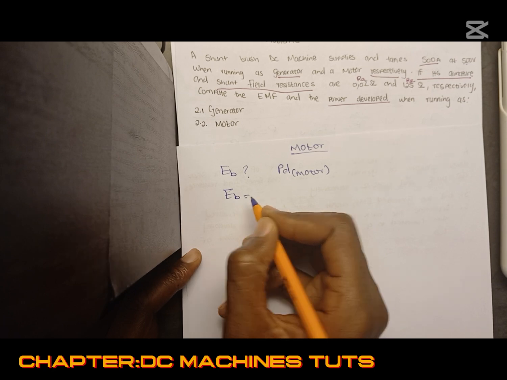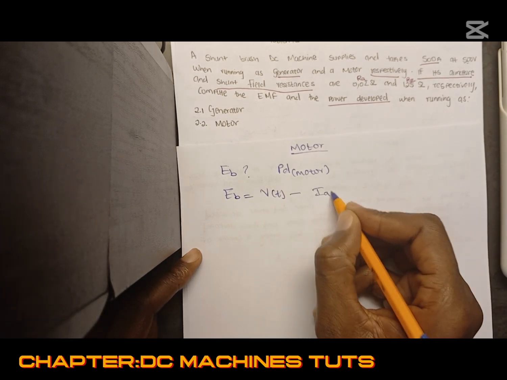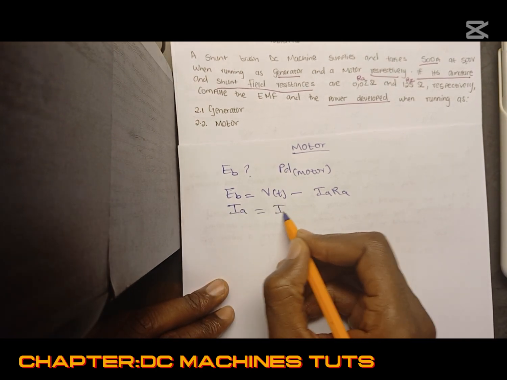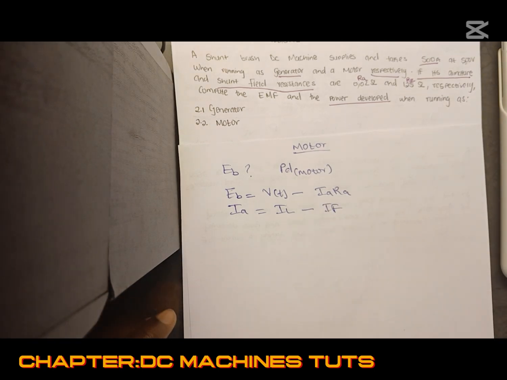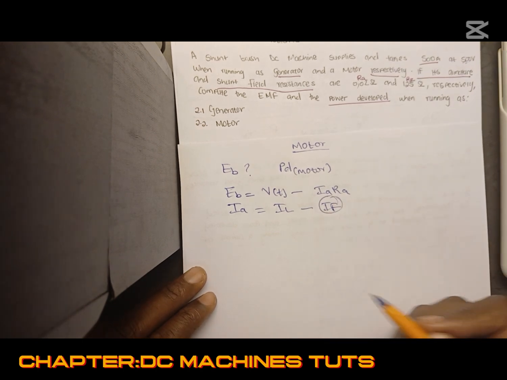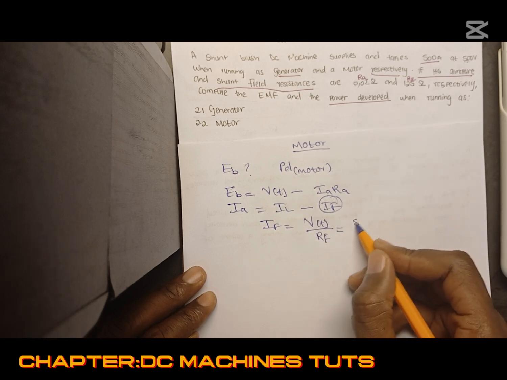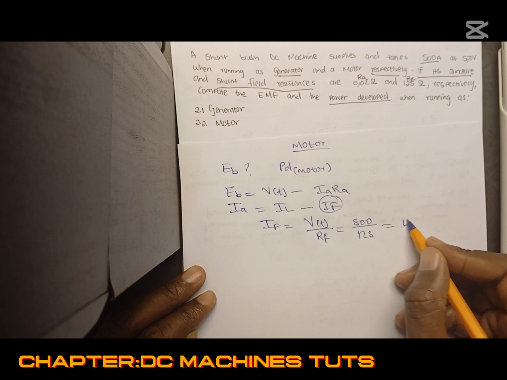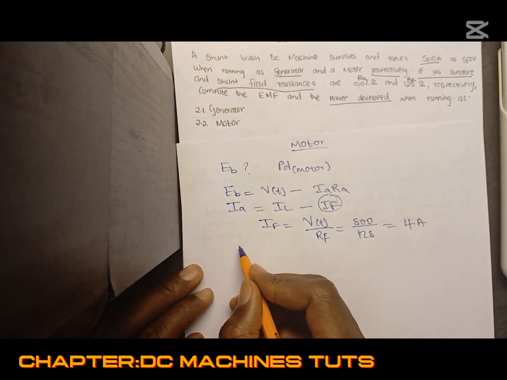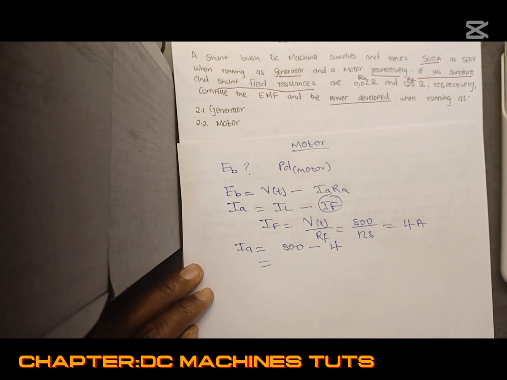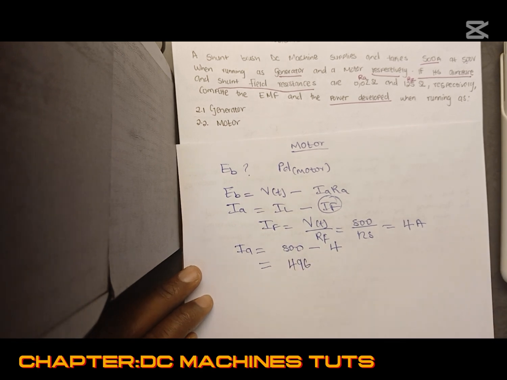Now our formula is terminal voltage minus armature drop, right? So what is it that we have? Our armature current is equal to I load minus I field, right? So what is it that we don't have? I field. So I field is equal to V terminal divided by R field, which is 500 divided by 125, which is equal to 4 amperes, right? Now IA is equal to IL, our 500, minus 4, so it's going to be 496, right?